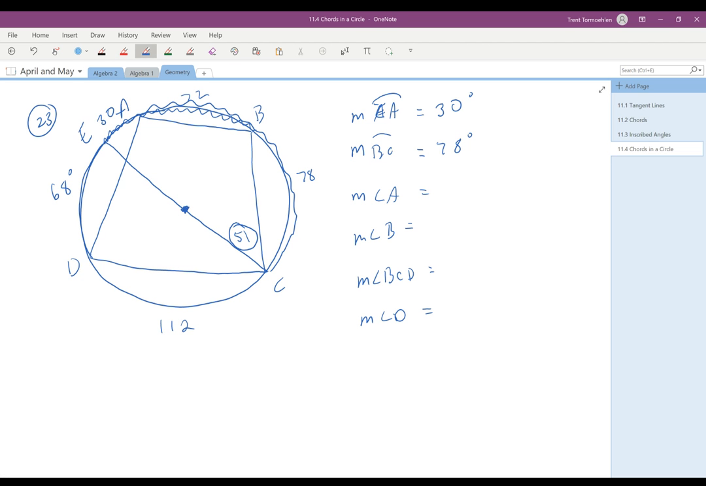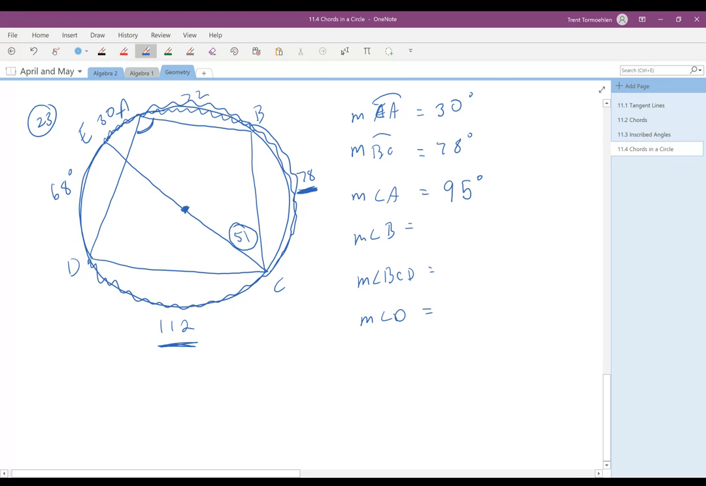Now, angle A. Well, angle A is an inscribed angle, so it's half its intercepted arc. This is the intercepted arc, which is just 112 plus 78 from D to B through C. Adding those together, you get 190, dividing by 2, and you get angle A is 95 degrees because it's exactly half of the arc DCB, which is 190.